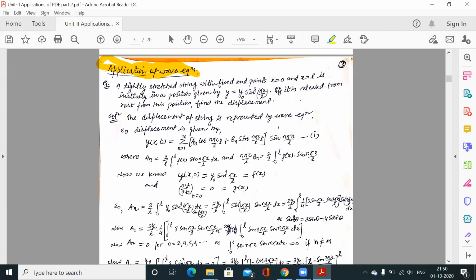If it is released from rest, that means the string was stable, and now it is being released. That means initial velocity, that is del u over del t at t equal to 0, is 0. Clear? Initial velocity is 0. If it is released from this position from rest, find the displacement. Displacement means the vibrations. You have to find the vibrations, the equation of the waves, what is the displacement of the waves being formed. So we have to calculate that.